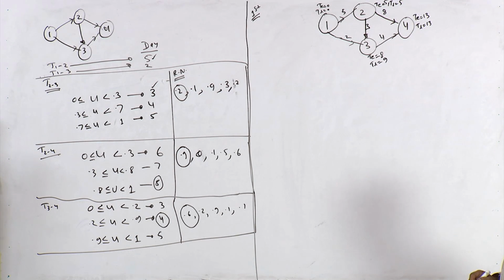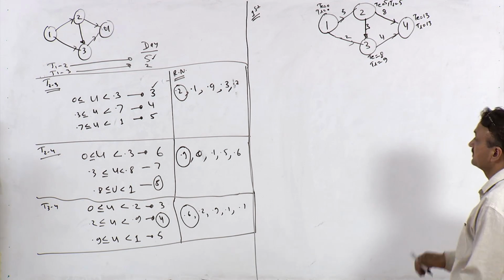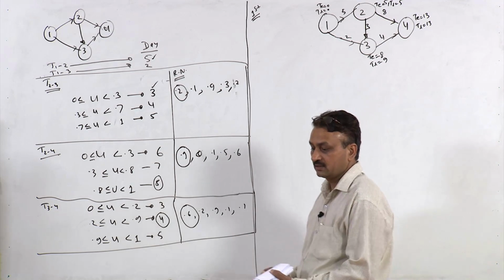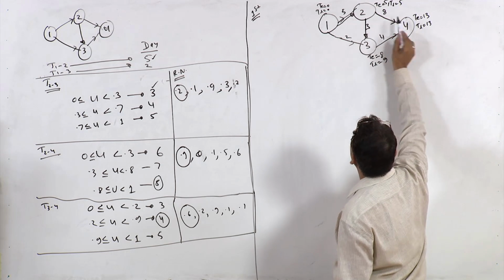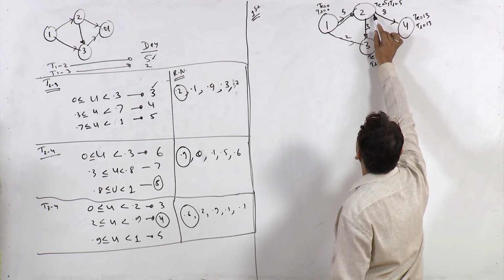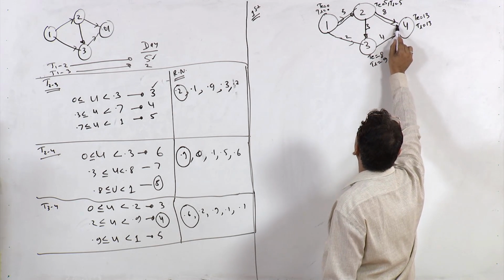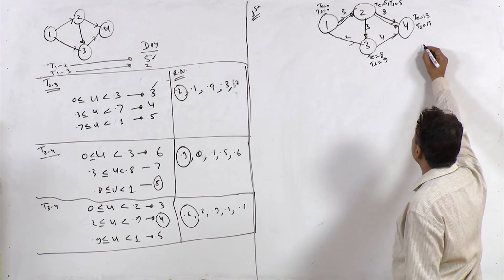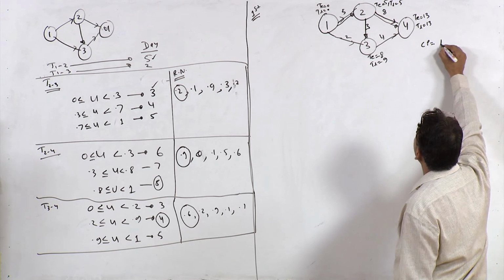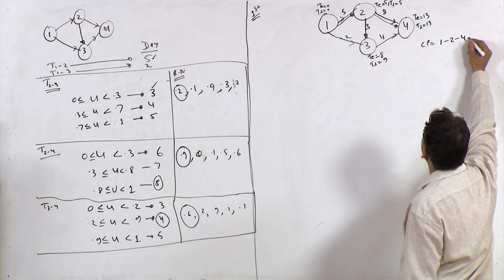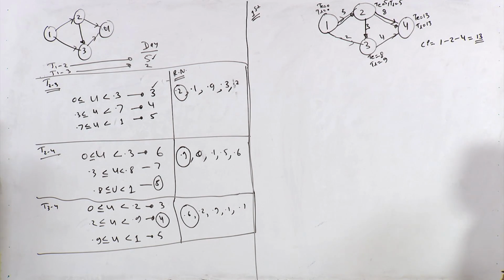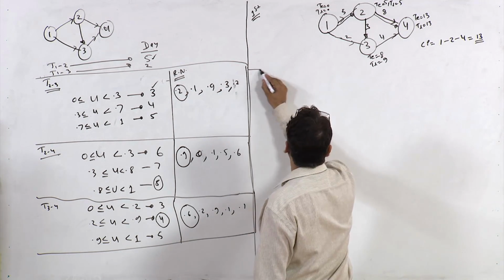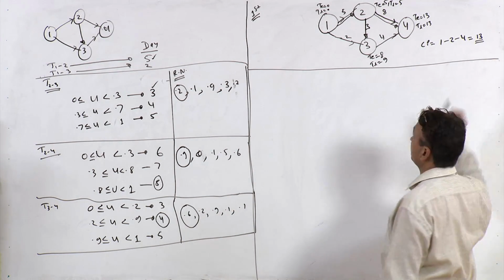So, which is the critical path? Where TE and TL are the same. So, this path is your critical path. The critical path is 1, 2 and 4, and the total duration is 13. This is our first run. Now, let us calculate the duration for the second run.